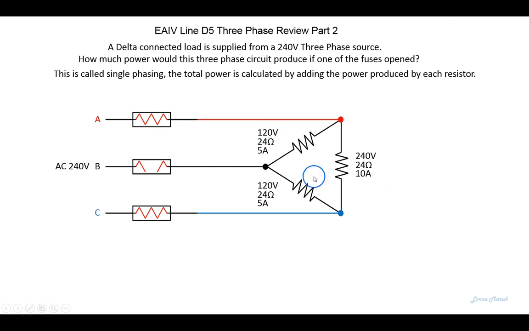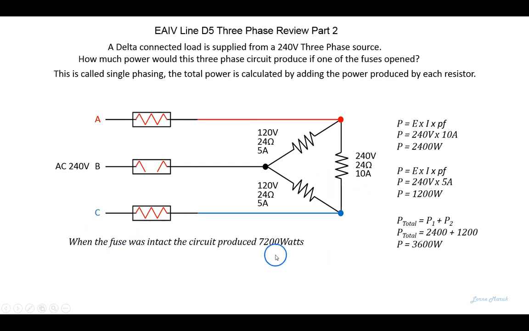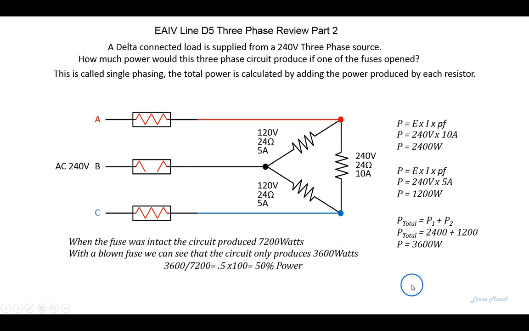Now we could have gone 240 divided by 48 to get the same results. Either one would work. And here we have the power, 240 times 10, also 240 times 5, 1200. Add them up to get 3,600 watts. So when the fuse was intact, we produced 7,200, and with a blown fuse, we produce half, or 50% power.